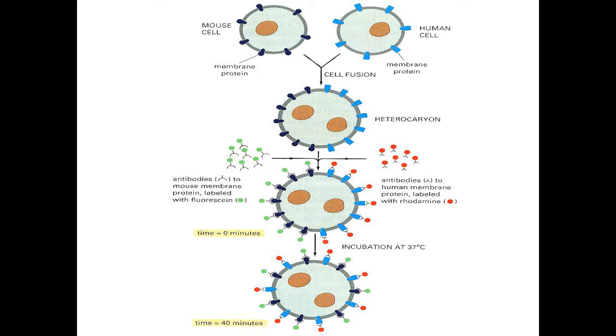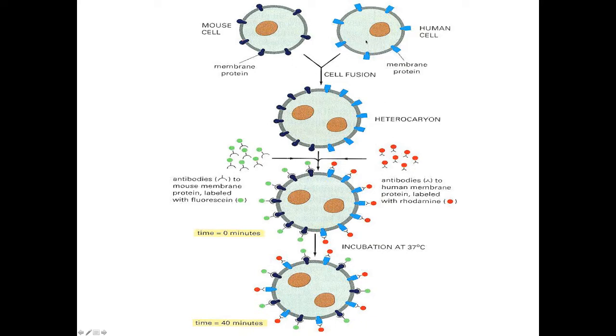Now, this diagram highlights a classic experiment to show membrane fluidity. And what it's describing is basically a cell fusion experiment between a human cell and a mouse cell. The experiment was set up so that antibodies are made against proteins in the human cell membrane, and antibodies are made against proteins in the mouse cell membrane. The antibodies to the mouse cell membrane would be labeled with a fluorescent probe like fluorescein, whereas the antibodies to the human proteins would be labeled with a fluorescent protein like, say, rhodamine.